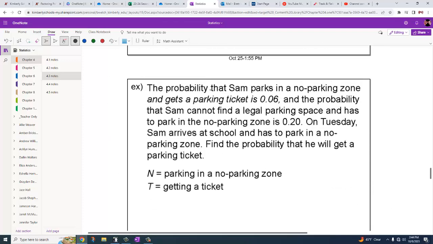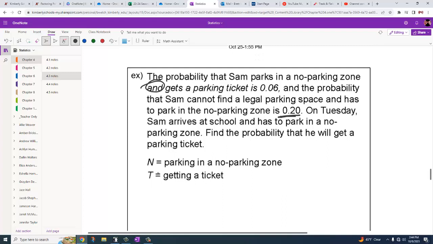We're moving along. All right, the probability that Sam parks in a no parking zone and gets a parking ticket is 0.06. Now this is really important. That was the "and." The probability that Sam cannot find a legal parking space and has to park in the no parking zone is 0.2. This would be the probability of A occurring. On Tuesday, Sam arrives at school and has a no parking zone. Find the probability that he will get a parking ticket.